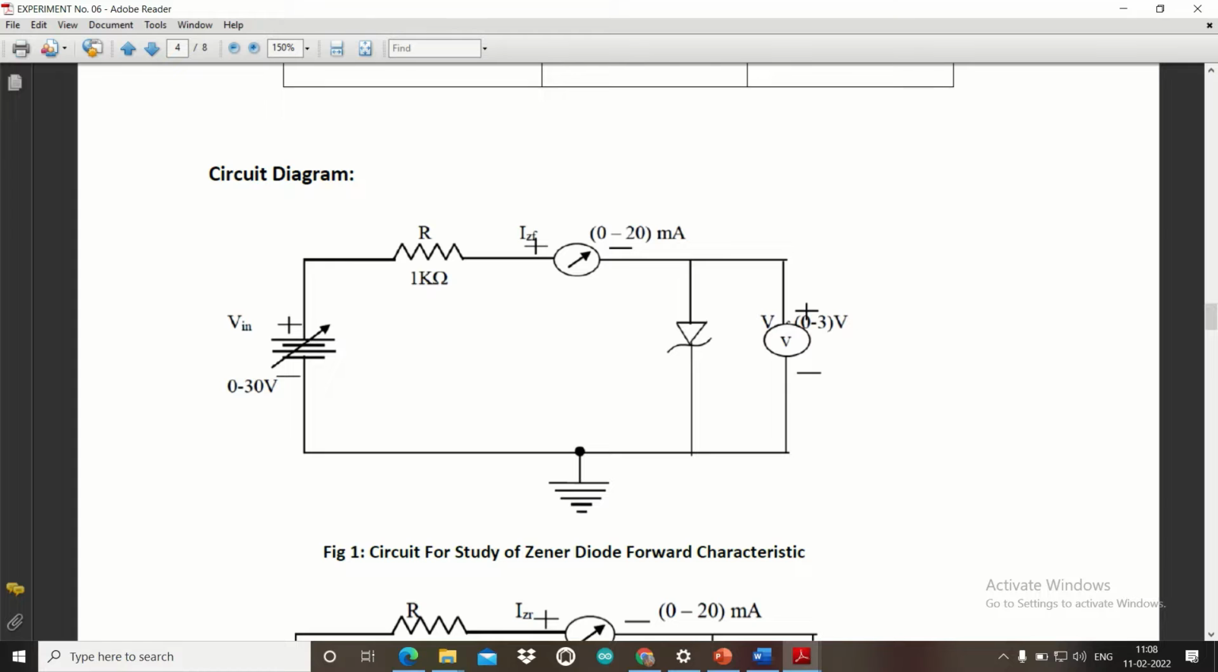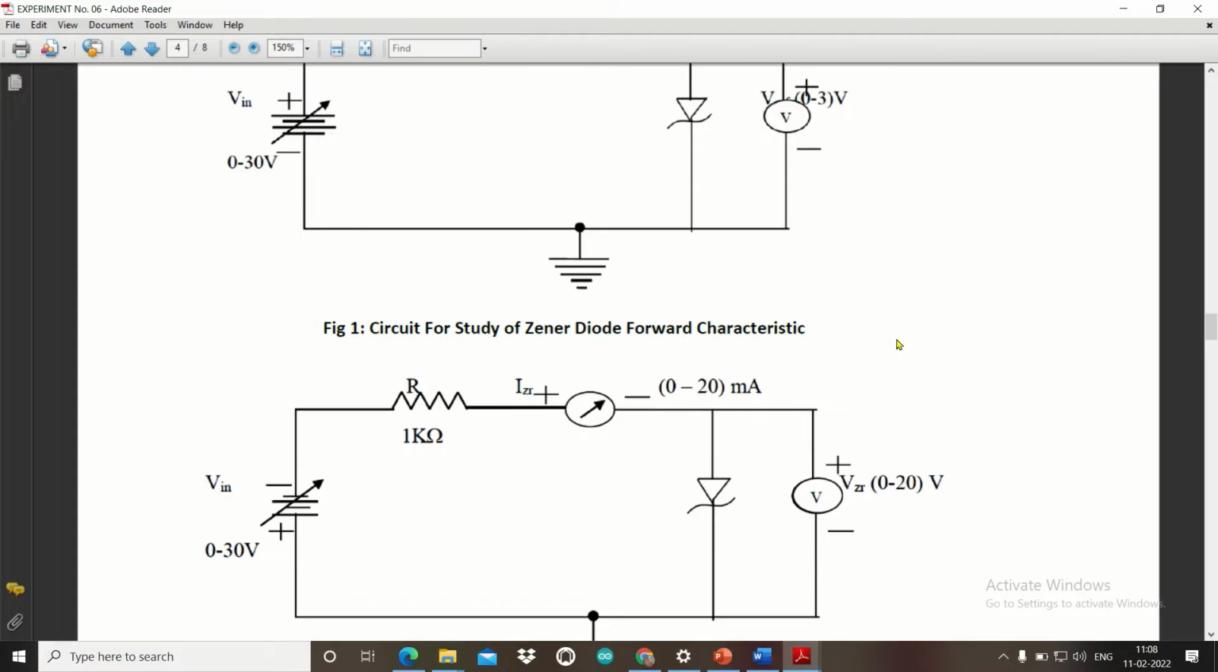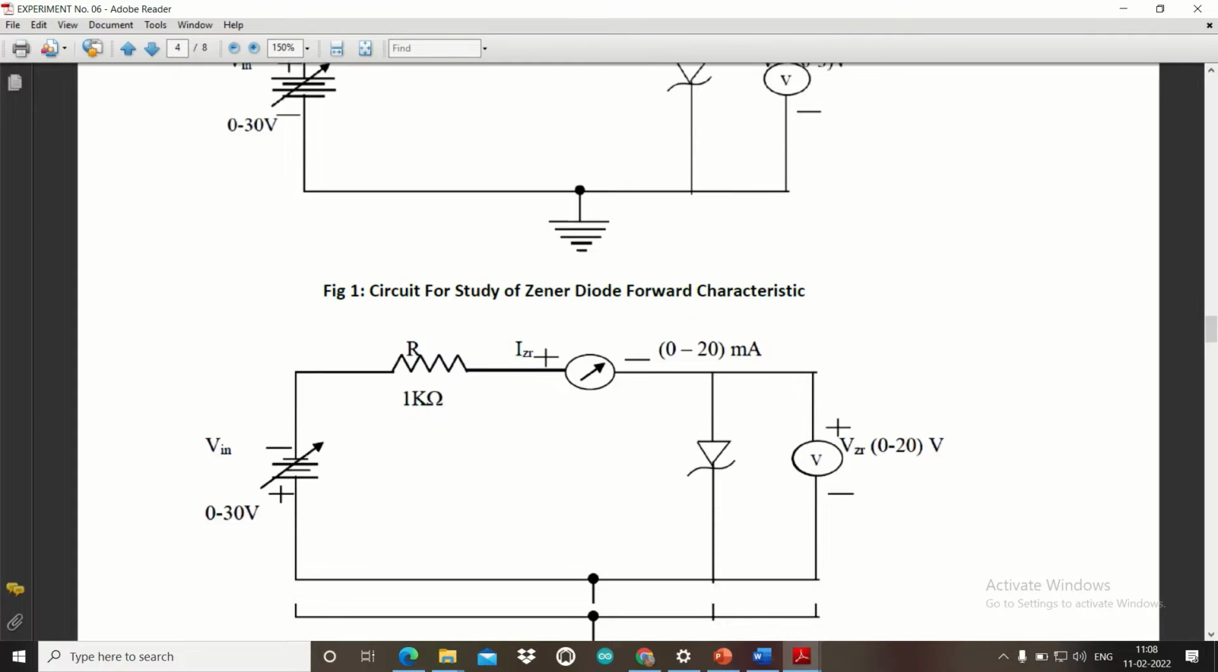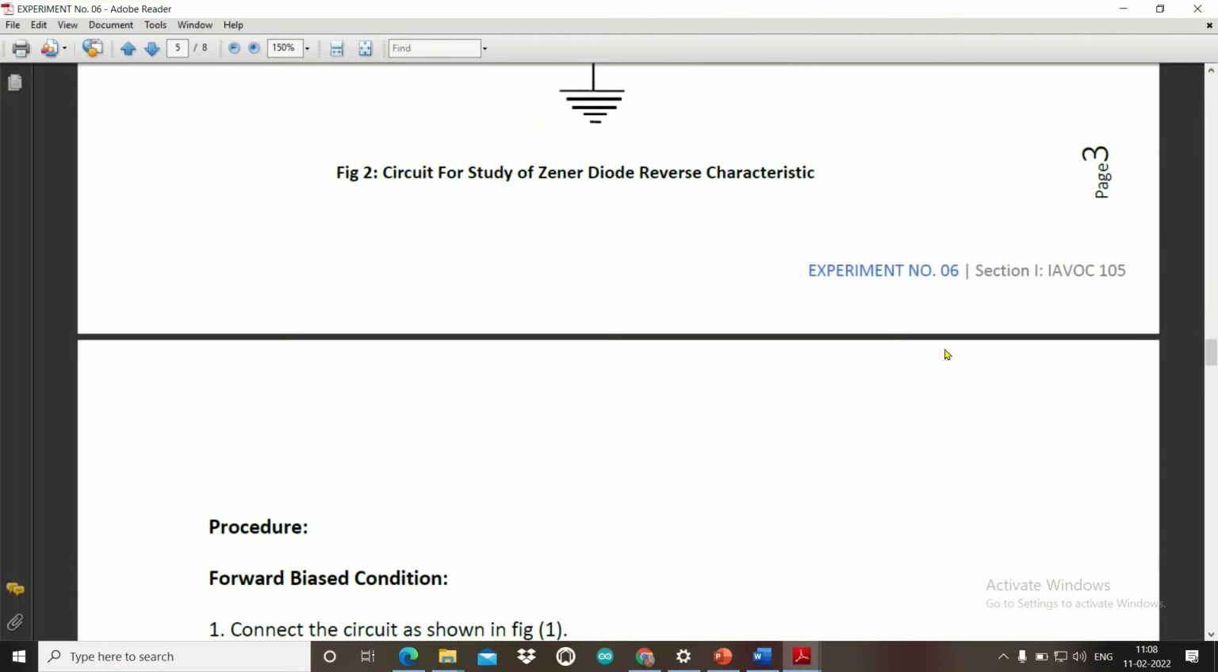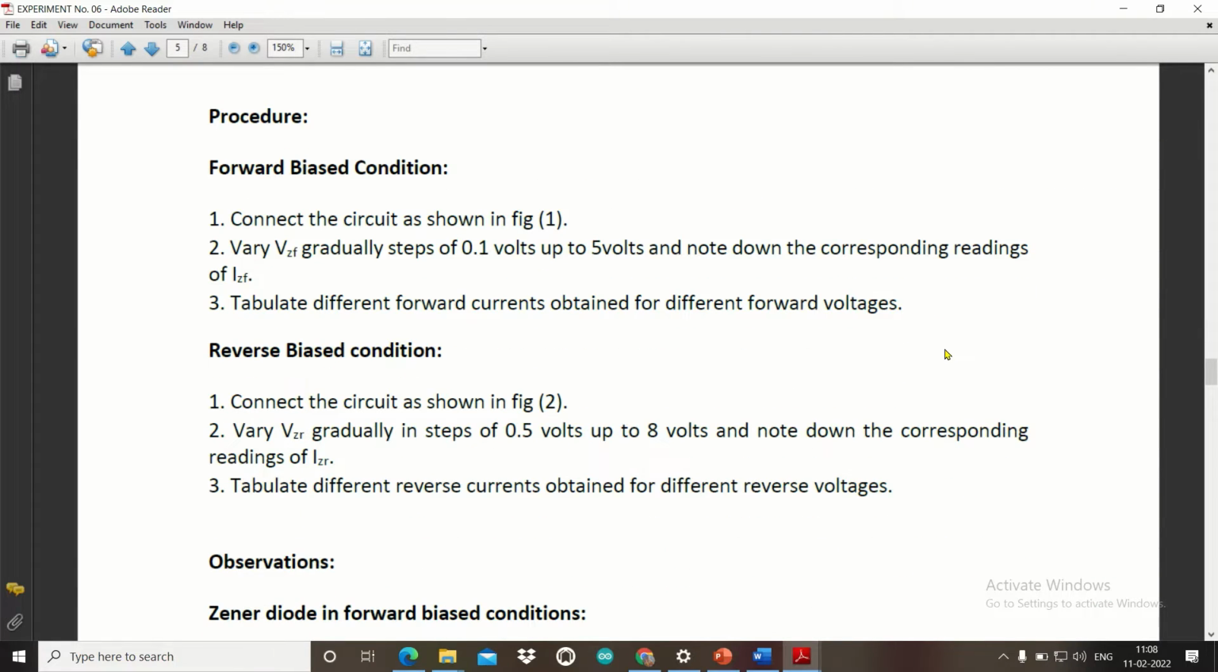Afterwards you can find we have to check the potential or the voltage across the Zener. That's why we have connected this voltmeter. Now this is the circuit for studying the forward characteristic, and in reverse characteristic everything remains the same, only the Zener is connected in reverse biased condition.